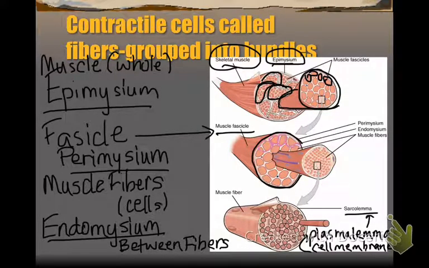Okay? If I said neurolemma, what would I be talking about? A nerve cell. A nerve cell's membrane. Okay? So the plasmalemma is a general term for all cell membranes. If I say neurolemma, I'm talking about a cell membrane on a nerve cell. If I say sarcolemma, I'm talking about a cell membrane on a muscle cell. Okay?